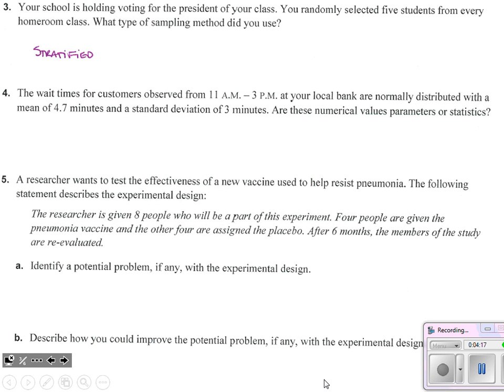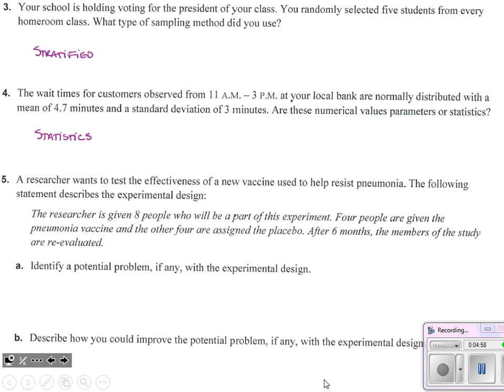Number 4, the wait times for customers observed from 11 a.m. to 3 p.m. at your local bank are normally distributed with a mean of 4.7 minutes, standard deviation of 3 minutes. Are these parameters or statistics? Well, looking at this, 11 a.m. to 3 p.m., that is not the entire workday. Those are not all of the hours that that bank is open, so that is a statistic. Those numeric values are referring to the sampling of customers that happened in that given time interval, not the population of customers over a given day or a given week. It's just a little snapshot of time. That's a sample. That's statistics.